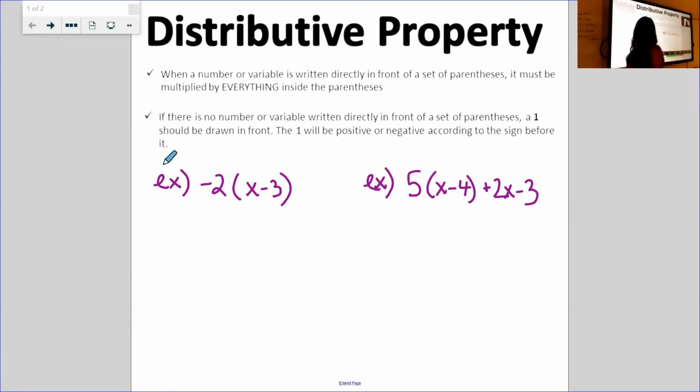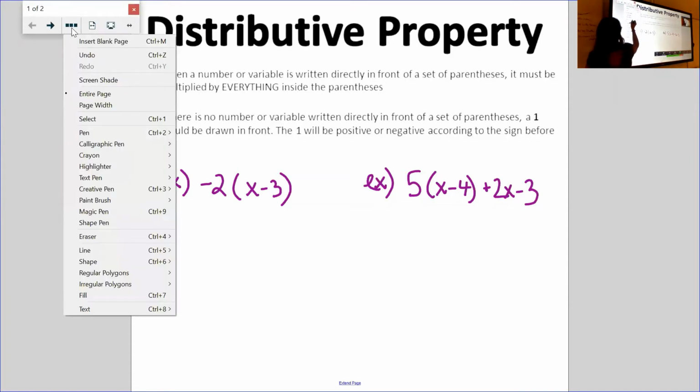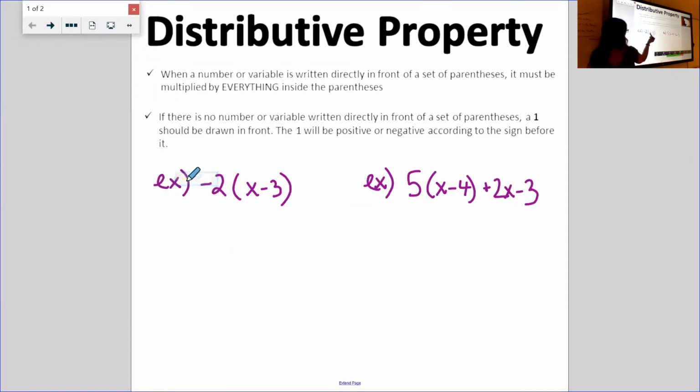The first example, we have a -2 out front. So we are going to distribute through my -2. I'm going to show you a few different strategies. The first one is going to be arrows. So I'm going to multiply the -2 by x and the -2 by -3. In doing so, I distributed the -2 through the parentheses, giving me -2x and +6.